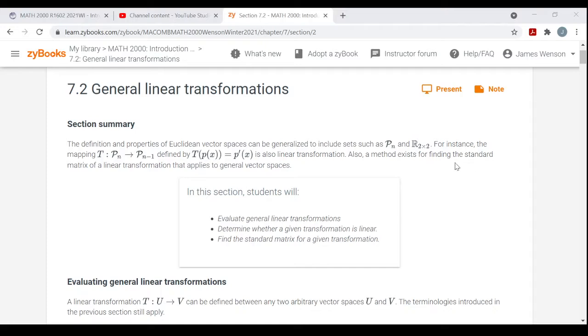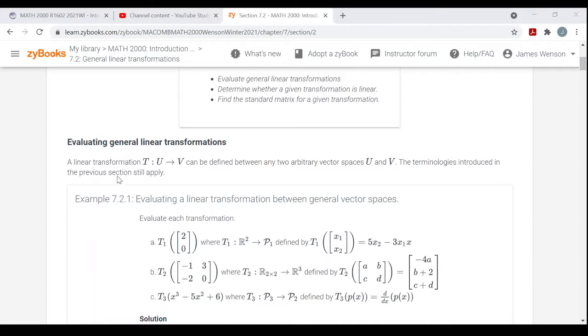Also, a method exists for finding the standard matrix of a linear transformation that applies to general vector spaces and not just Euclidean vector spaces. When we talk about the standard matrix of a linear transformation between non-Euclidean vector spaces, the columns of that standard matrix are going to end up being coordinate vectors relative to some basis. Again, we'll see all this later. All right, so the first part is just evaluating general linear transformations, just taking a transformation and evaluating it, plugging in some input, getting some output.